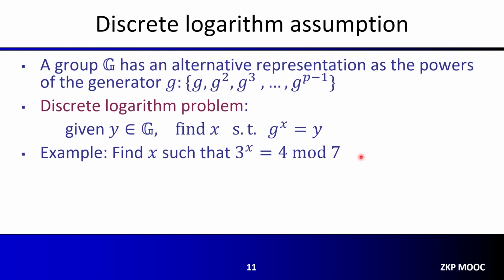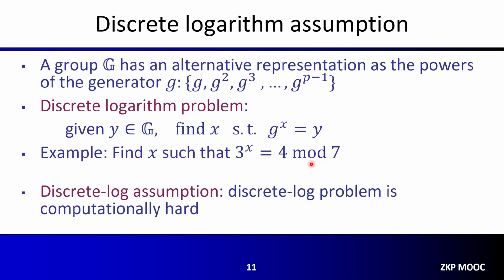Actually, you can't figure it out immediately, and basically the naive solution is to try out all possible x to see which one satisfies this equation. And this suggests that this problem is actually hard to solve. And this is known as the famous discrete log assumption. The assumption says that this discrete log problem is computationally hard. And basically, the naive solution is to try all possible elements in the group, the complexity of which is proportional to the size of the group, and it's computationally hard if the size is exponentially large.